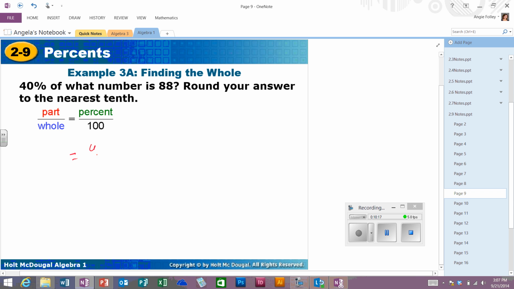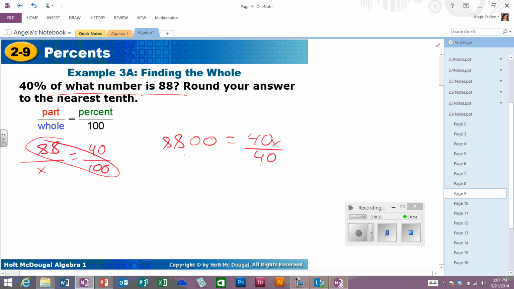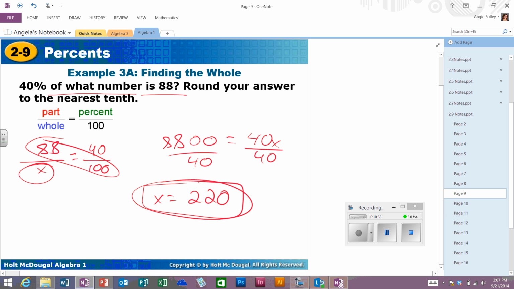So 40%, if we see a percent, that goes over 100. Of what number? So of what number, meaning we don't know what number, is 88? Is goes on top. So 8800 equals 40x. Divide by 40. And if I round, my answer comes out to 220. So this answer should just stay as a number because we're finding what number 88 is 40% of. So we would say 88 is 40% of 220.